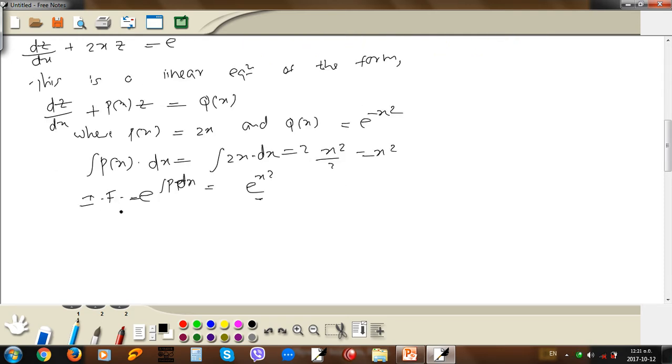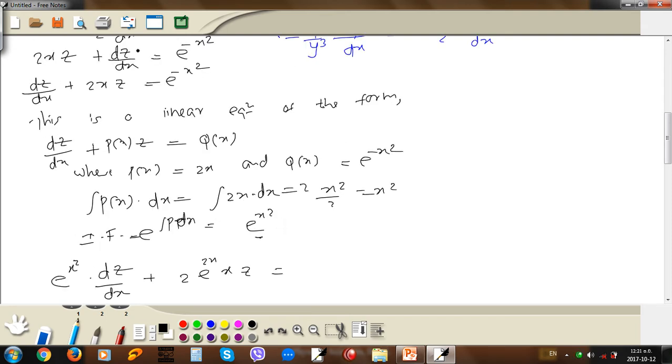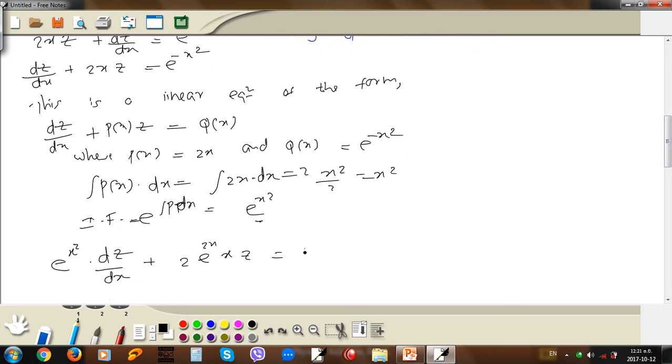Now what we have to do is multiply the whole equation by the integrating factor. Then e to the power x squared times dz over dx plus 2x e to the power x squared z equals, on the right, e to the power minus x squared times e to the power plus x squared. What happened? The answer is 1 here.